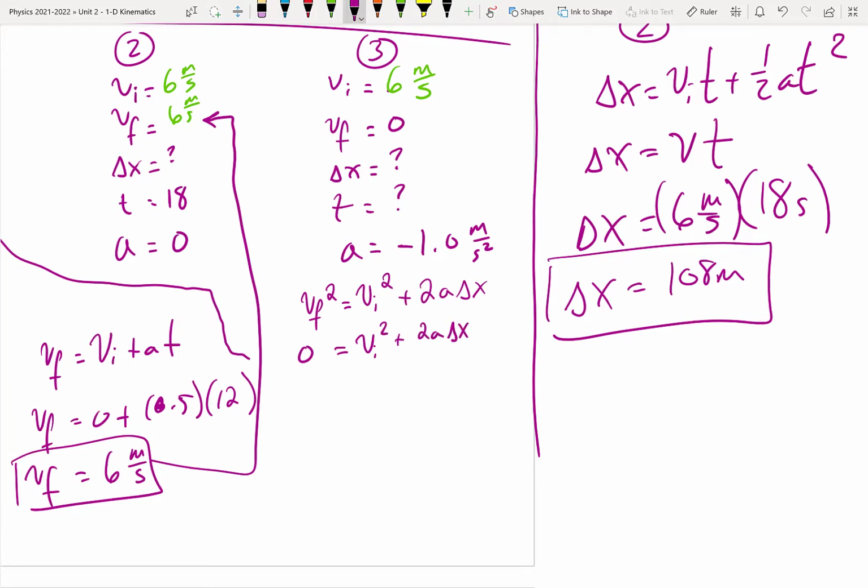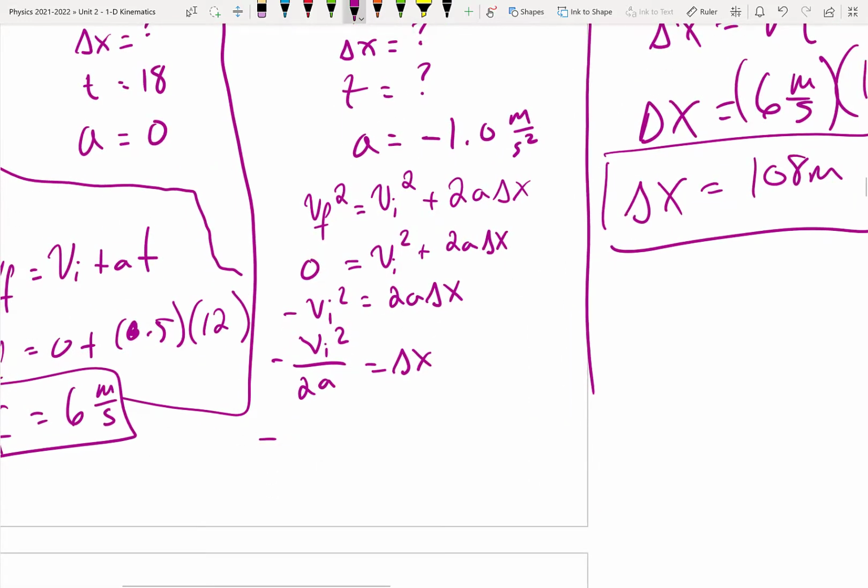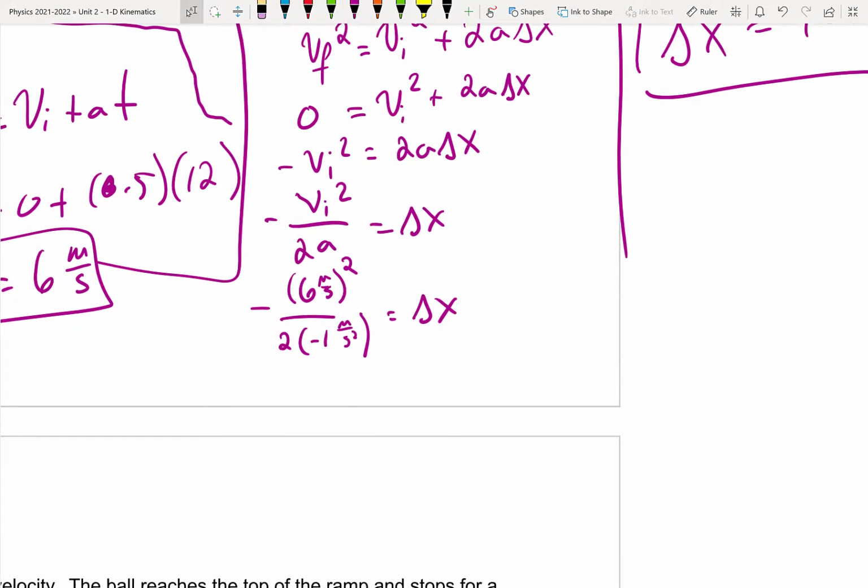Okay, and I want to solve for delta x because that's what my question is asking. Let me get the total displacement. So I got minus vi squared is 2a delta x, so minus vi squared over 2a is delta x. So minus v initial, vi, that was our 6 meters per second, that's going to be squared, over twice our acceleration, so I have 2 times minus 1 is delta x. All right, and then those minuses are going to cancel out. Hope we can see that.